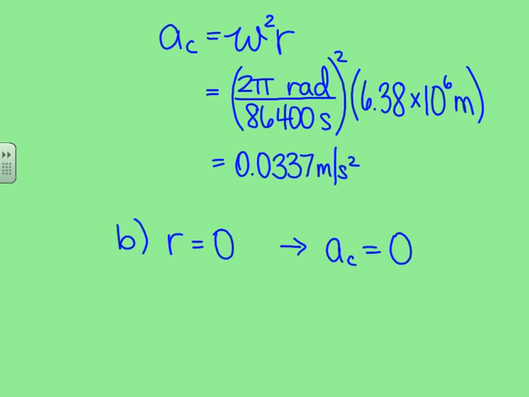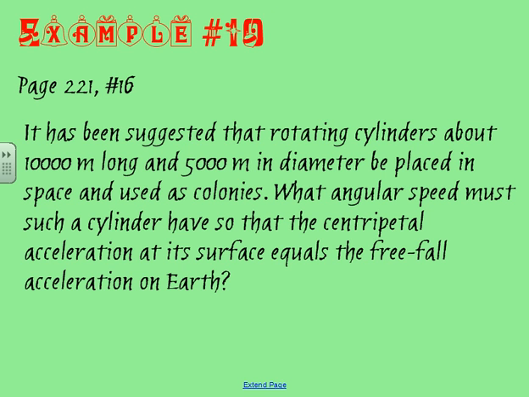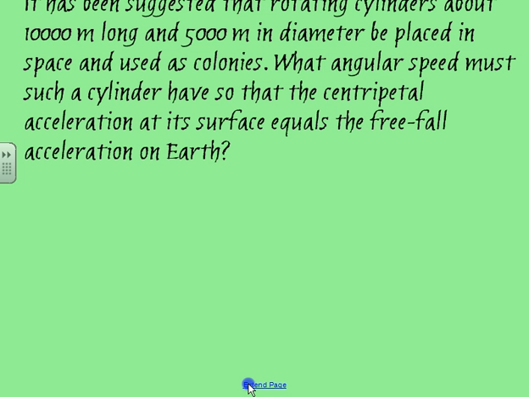Let's take a look at another problem. This problem talks about giant rotating cylinders placed in space to be used as space colonies. It wants to know what angular speed this cylinder should have so that its centripetal acceleration is the same as the free fall acceleration on Earth. In other words, we're trying to find what angular speed you need for a centripetal acceleration to equal 9.8 meters per second squared.